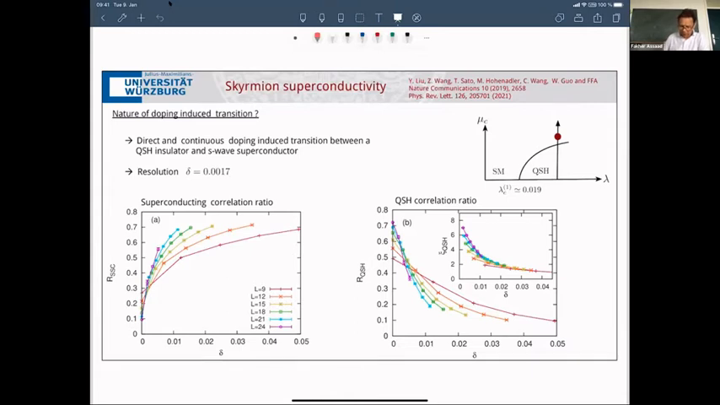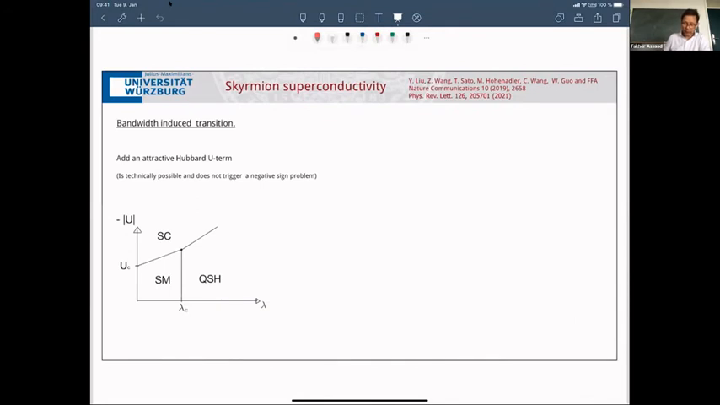So now let me go on to another axis. Instead of doping, what we can do is stay at half filling, where you would keep Lorentz symmetry, and ask ourselves the question, can we induce a sort of transition at half filling? So that's what we call a bandwidth induced transition from this quantum spin Hall to the superconductor. So what we have to, in principle, add to the model is a term which reduces the energy of the pair. One possibility is to say, well, let's take an attractive U-term and then put in a U-term. And what we would obtain is one of the generic phase diagrams. We have a semi-metal to superconductor here, semi-metal to superconductor here.